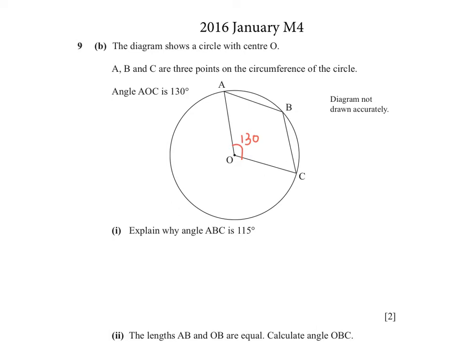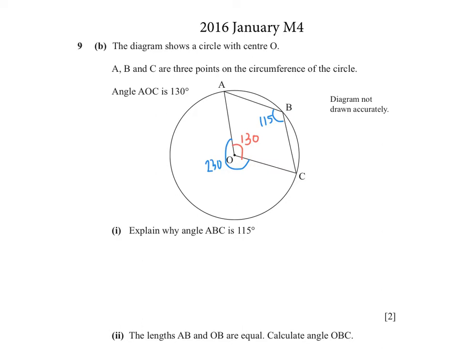Well, if this one's 130, this one here would be 230 to make up 360. And then this one, the angle subtended at the circumference is half the size of the angle subtended at the centre. So it'll be half of 230, which is 115.